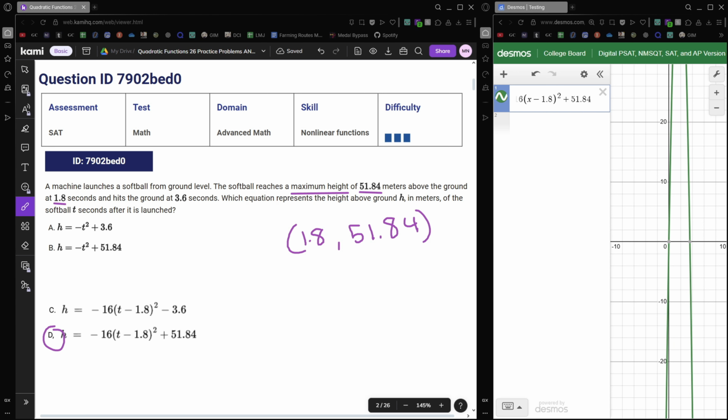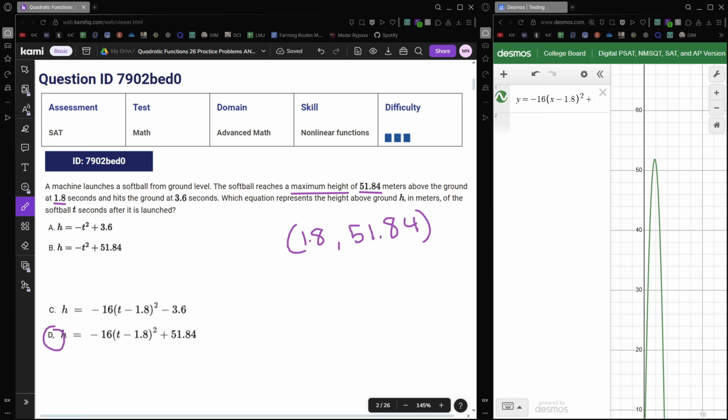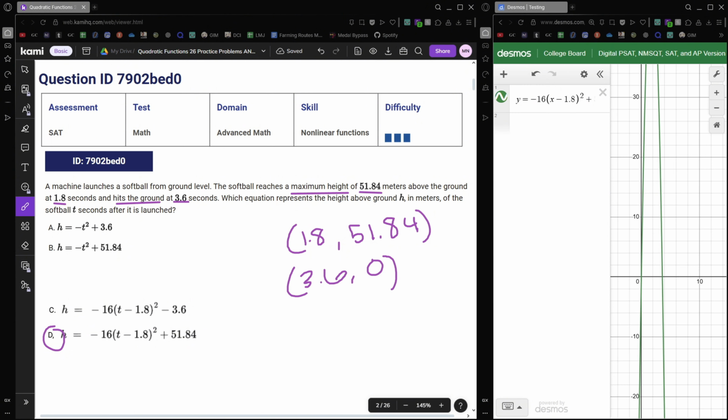Alright, so I went ahead and put it in. I changed h to be y and then t to be x. And you notice that the vertex is at 1.8, 51.84. Now it also says it hits the ground at 3.6 seconds. So at 3.6 seconds, its height is 0 meters. And if we go ahead and check that, it does have an x-intercept at 3.6. So once again, you could just know the vertex formula and note that (h, k) is your vertex, or you could just put all of the answer choices into Desmos and find out if the points match.